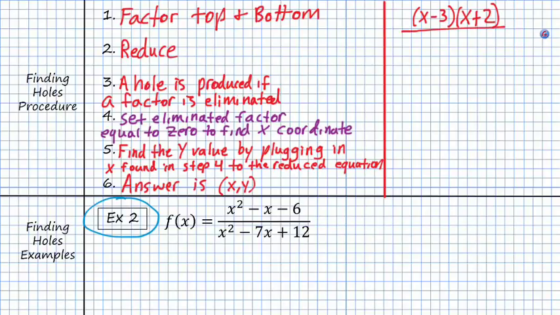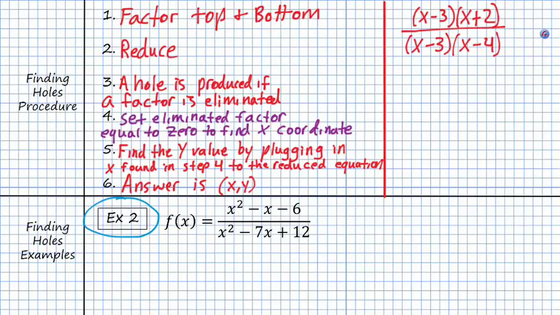And then I've got x squared minus 7x plus 12, so I'm looking for two numbers that will add to make -7 and multiply to make positive 12. So I'm going to say x minus 3 and x minus 4.